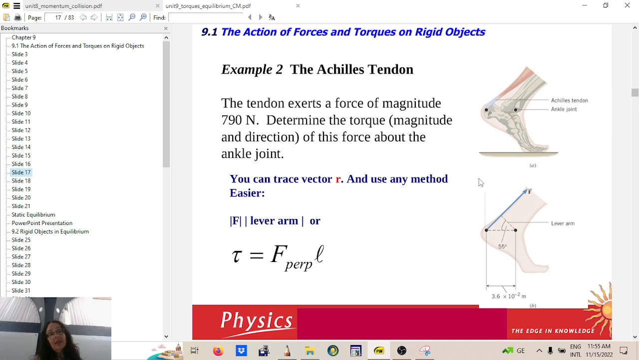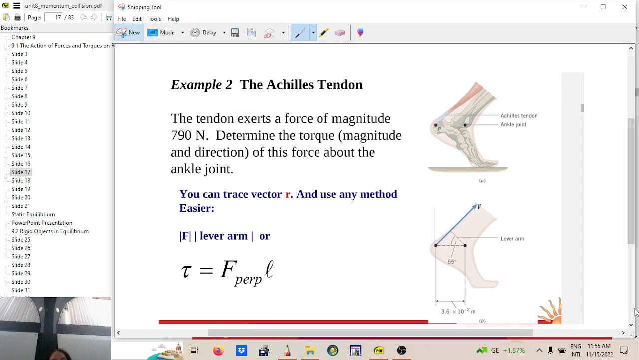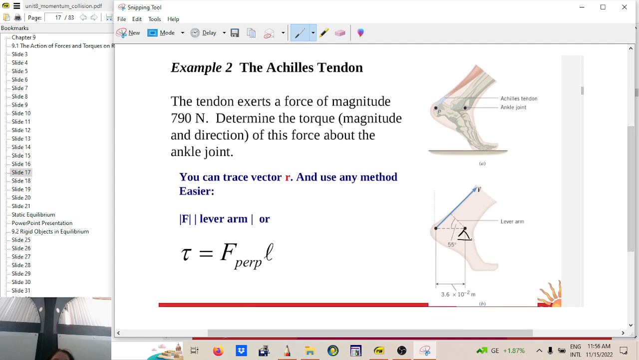So let's take an example. Here, we have a rotation from the muscle, and you have that distance here. You want to find the torque. You can do it by lever arm, or you can do it by the perpendicular component. So find the torque. This is your axis of rotation. That's a hinge, that's your fulcrum. Here you have R, the distance, and you have the force here. And you know that angle is 55 degrees, and that force from the muscle is 790 Newton.